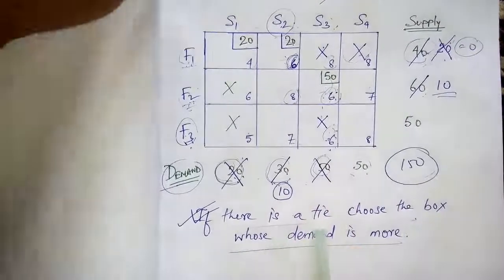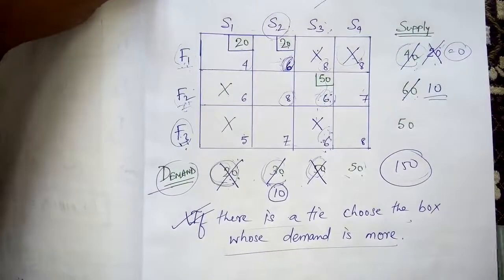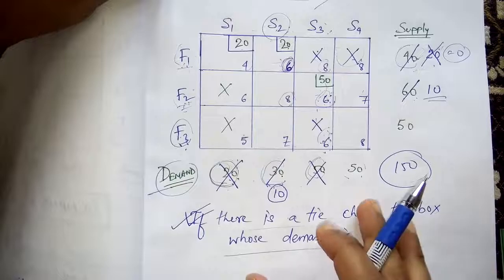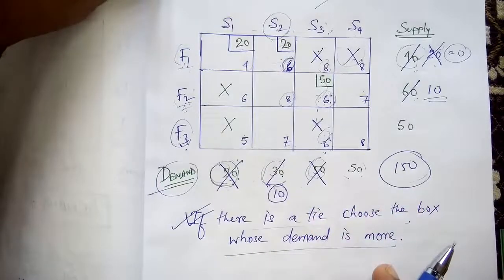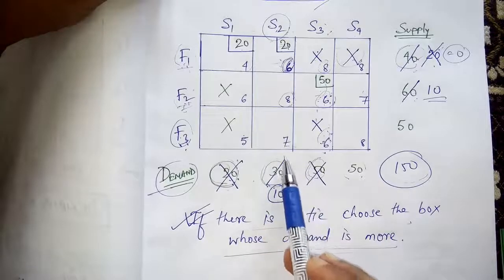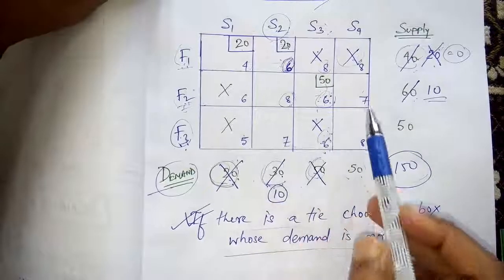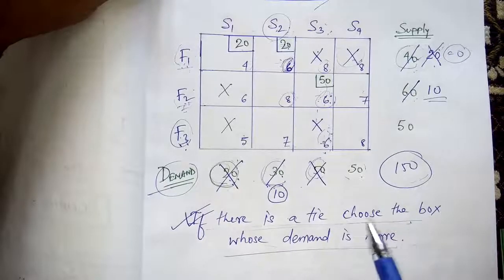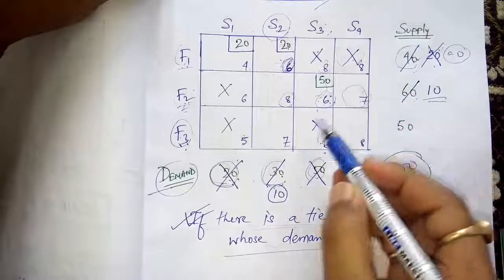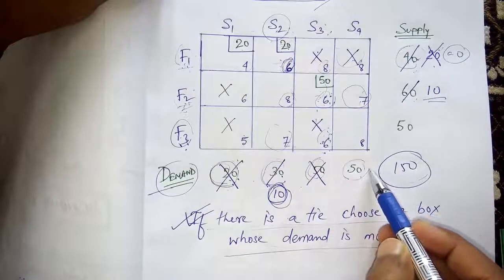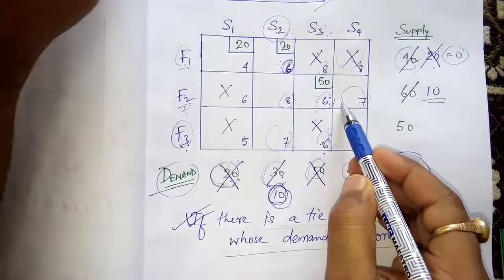Okay. Now next, see the box which contains the least cost. This and this, which contains the least cost? 7 and 7. Again there is a tie. But what I have said is, if there is a tie, choose the box whose demand is more. This box and this box: its demand is 10 now and its demand is 50. So first I will fulfill its demand.